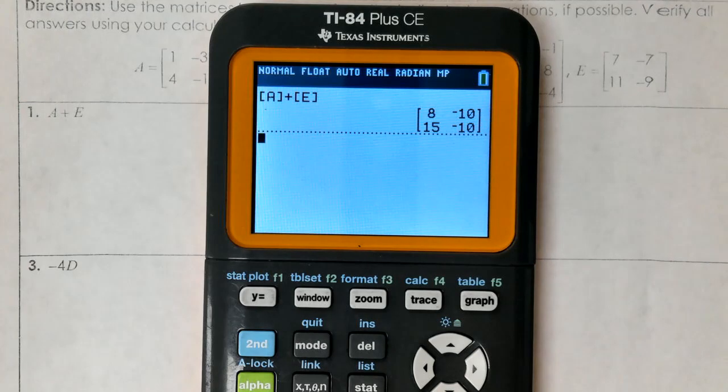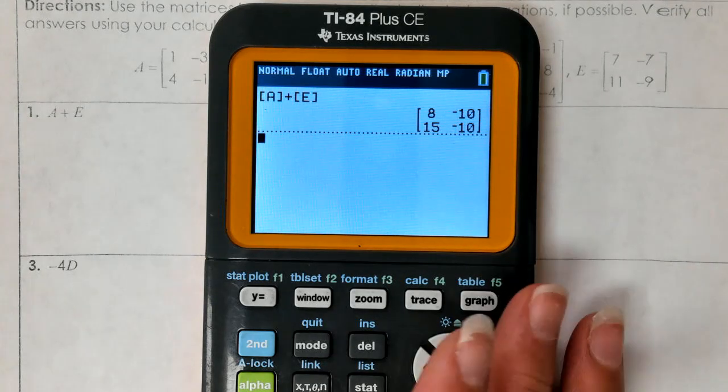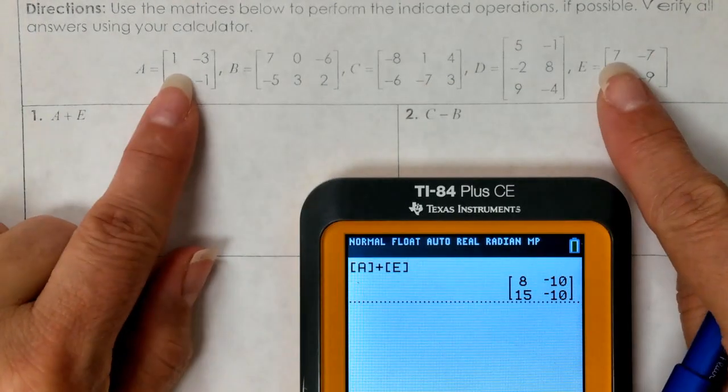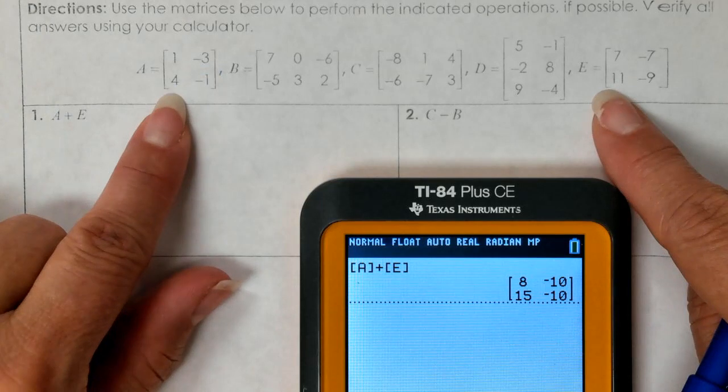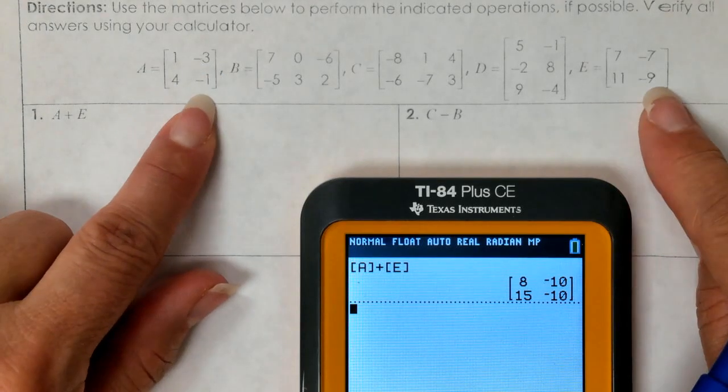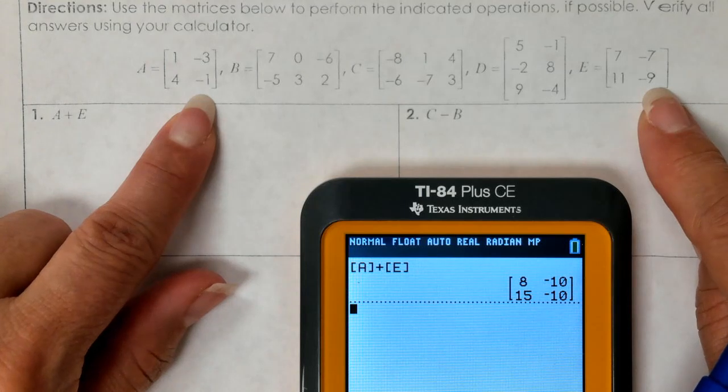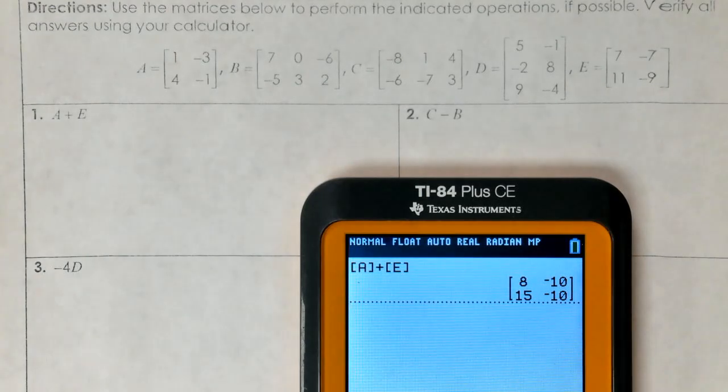Now, in my opinion of matrices, this is a very long process to type them in our calculator. I don't feel like it's a shortcut on all of our math. So just to give you a heads up, could we have done that quicker just by looking at it and saying 1 and 7 is 8, -3 and -7 is -10, 4 and 11 is 15, -1 and -9 is -10? Could we have done that a whole lot faster without typing it in our calculator? I think so.